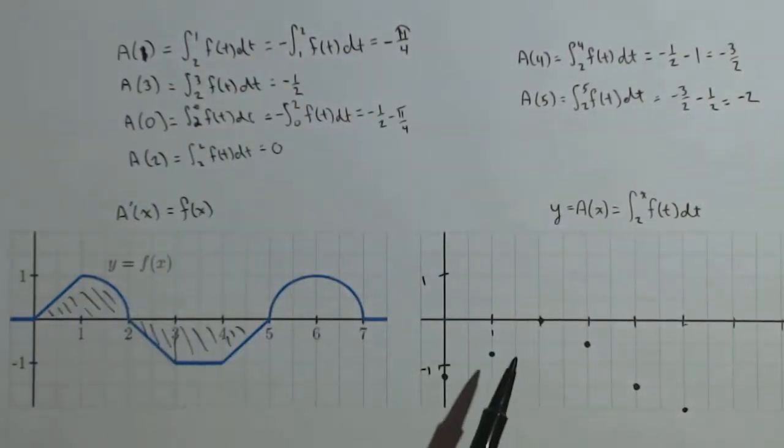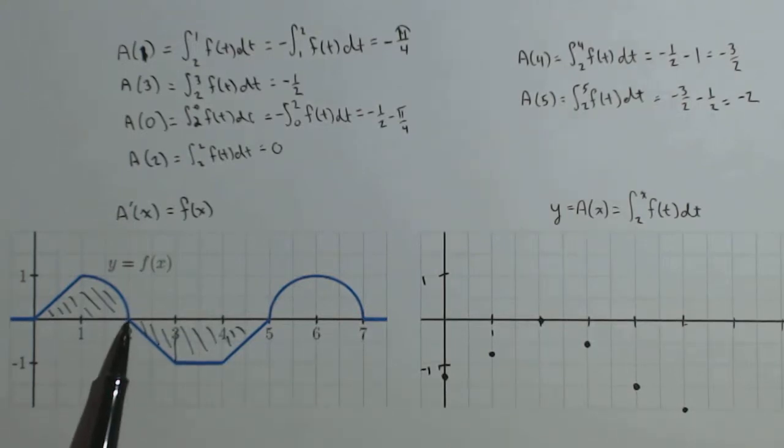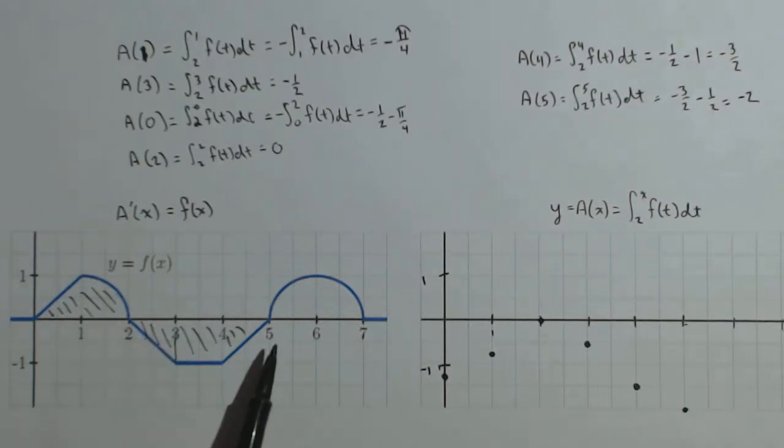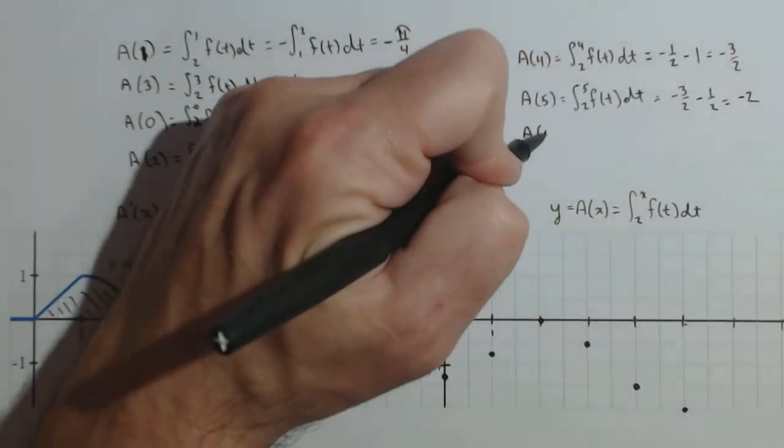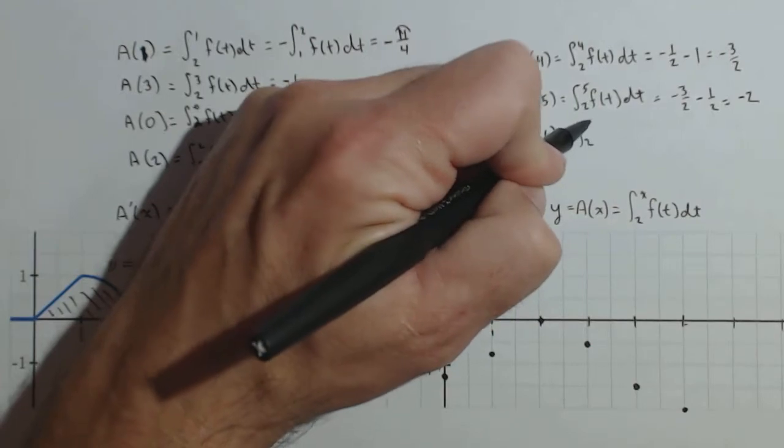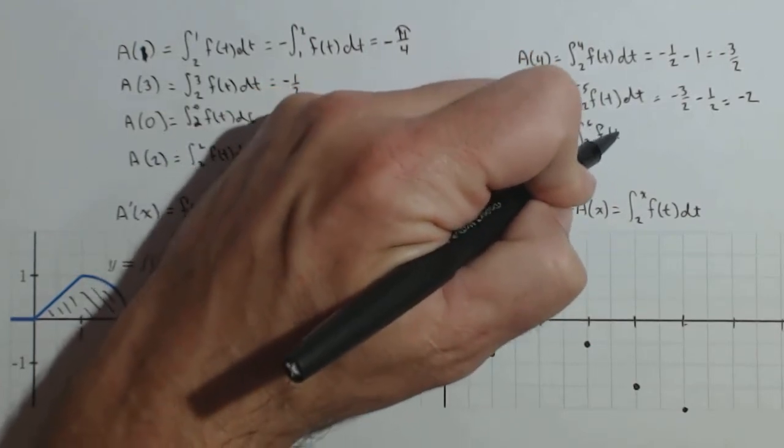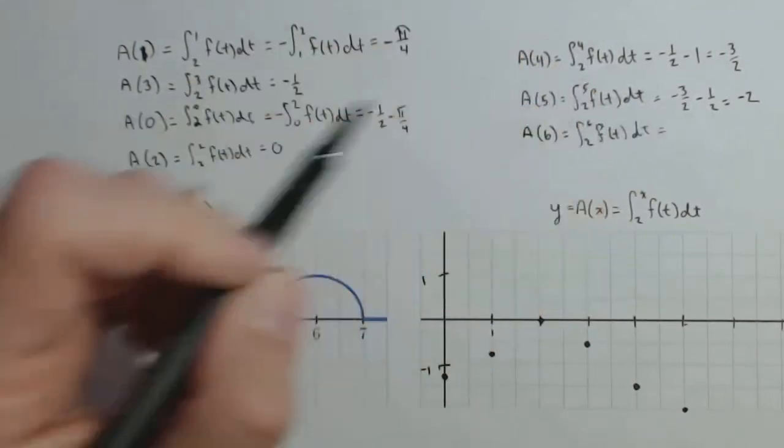Now notice, as we're sketching this, we have what looks to be a max here at 2. It makes sense because the derivative is 0 here, and it went from positive to negative. Here, derivative is 0, went from negative to positive, decreasing. We're probably going to have a min, and we're going to start going back up here when we calculate A of 6. So the integral from 2 to 6 of f of t dt.